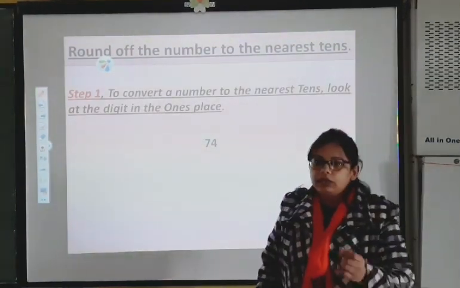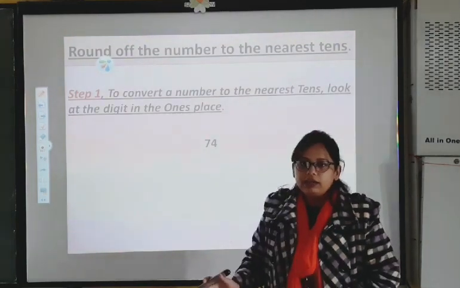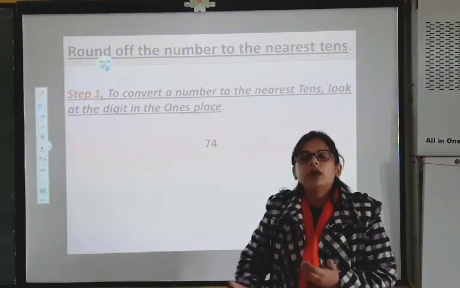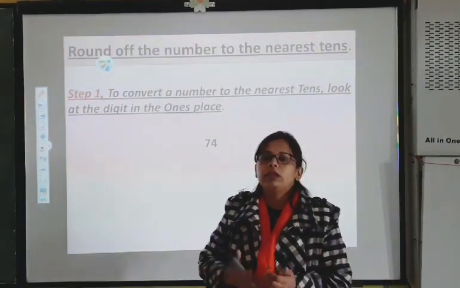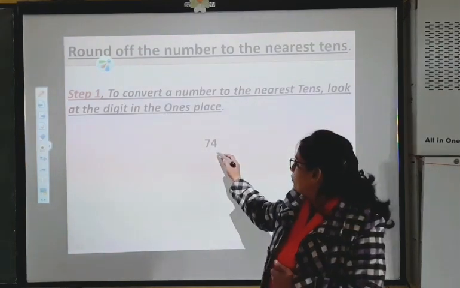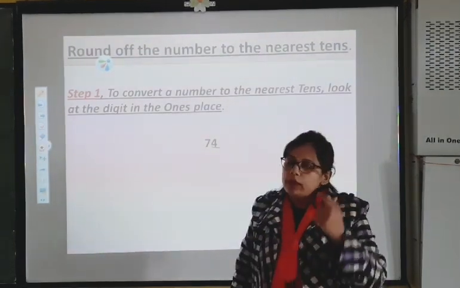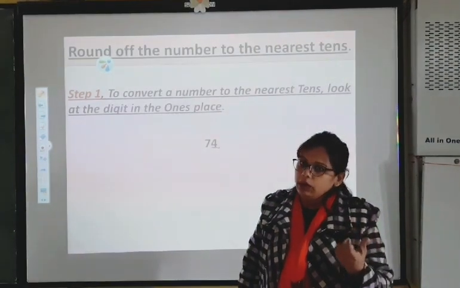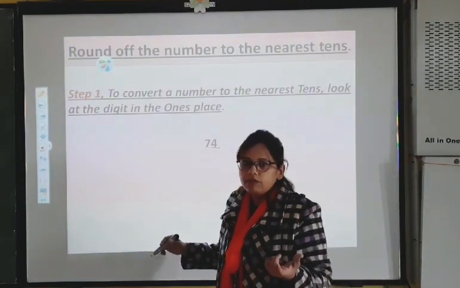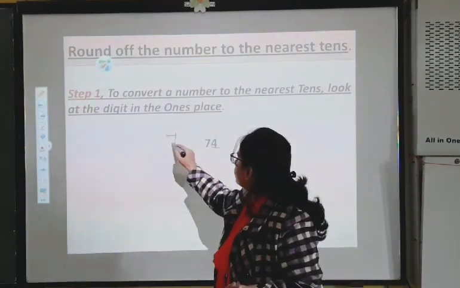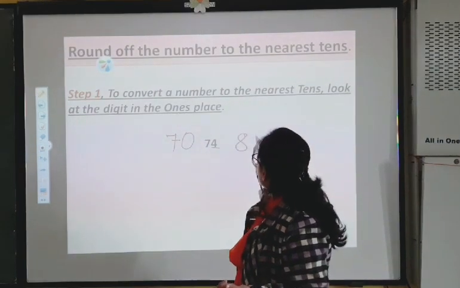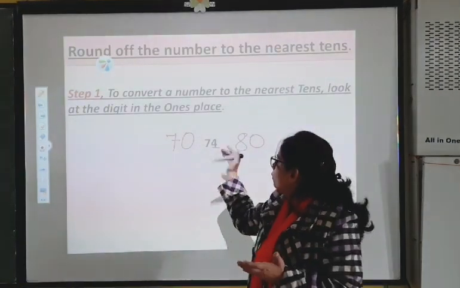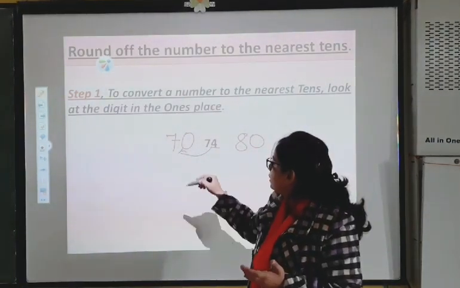Children, let's see what the first step for rounding off the number is. The first step, to convert a number to the nearest 10, is to look at the digit on the ones place. Before converting, you have to watch the digit which is on the ones place. In this number, the digit on the ones place is 4. Keep it in your mind. 74 lies in between 70 and 80. So will it round off to 70 or 80?